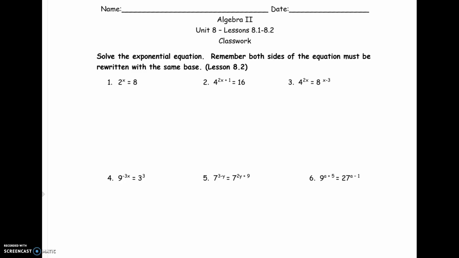So I thought it would be helpful before you started this assignment if I went over a couple examples for you, and then you could do the remainder of the problems on your own. Today you'll be doing a classwork assignment from lessons 8.1 and 8.2. Besides me doing these examples, your class notes for these lessons are a great reference as well. The first page, 1 through 9, correlates with lesson 8.2.